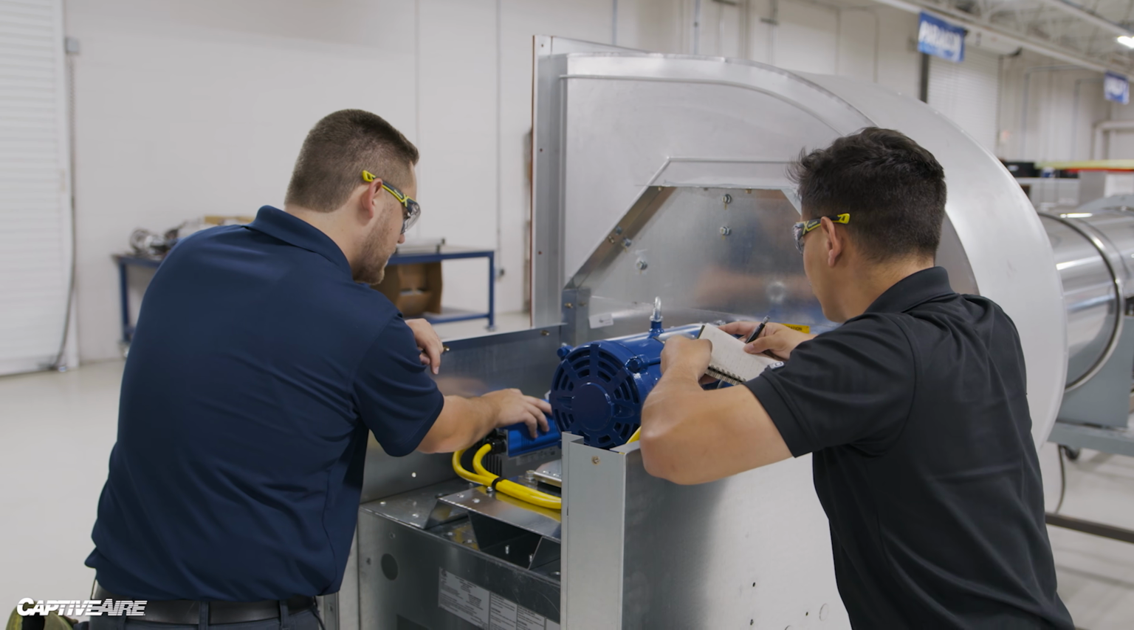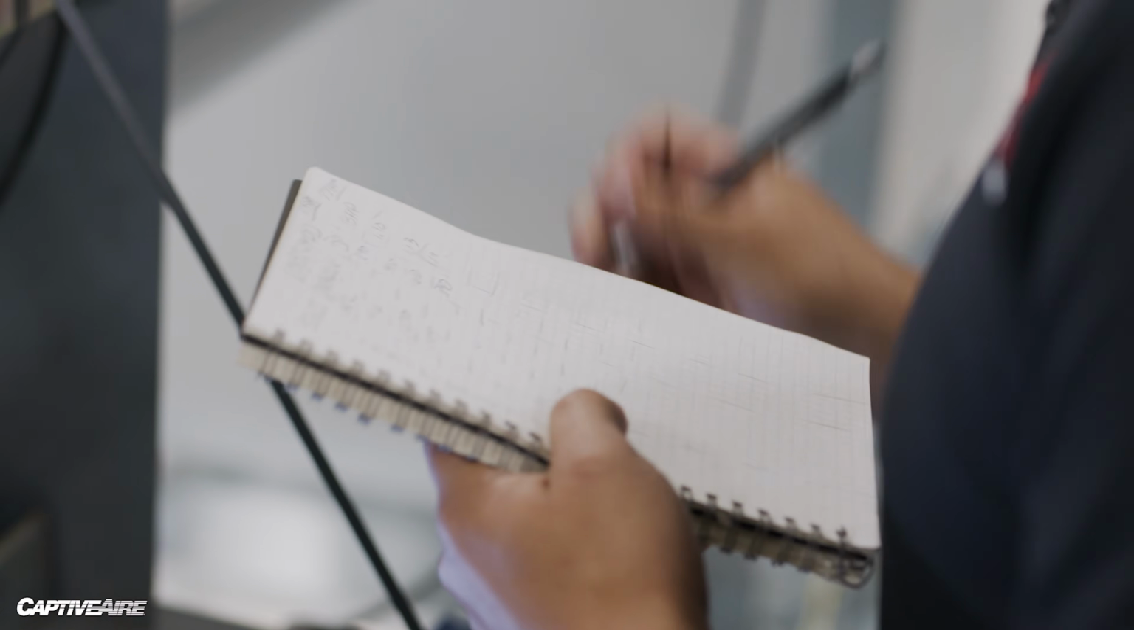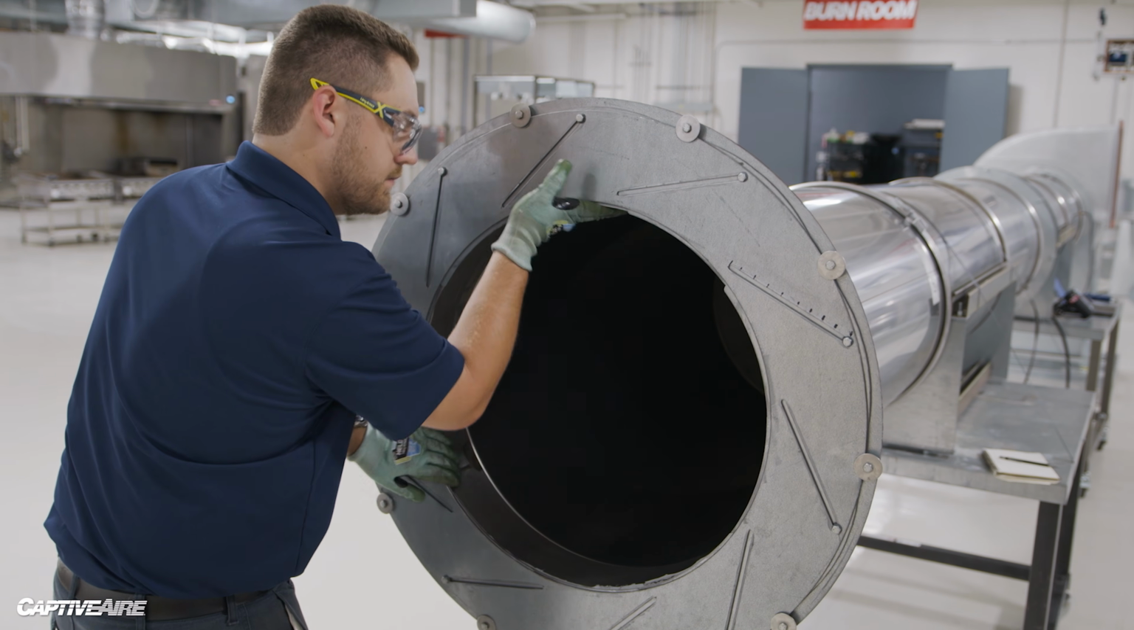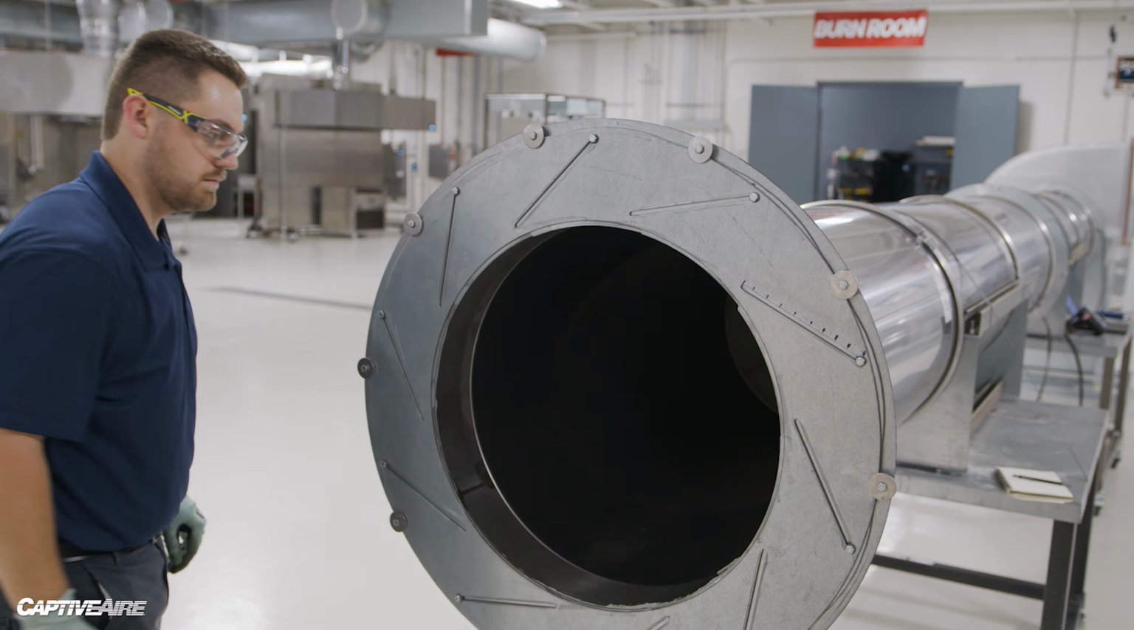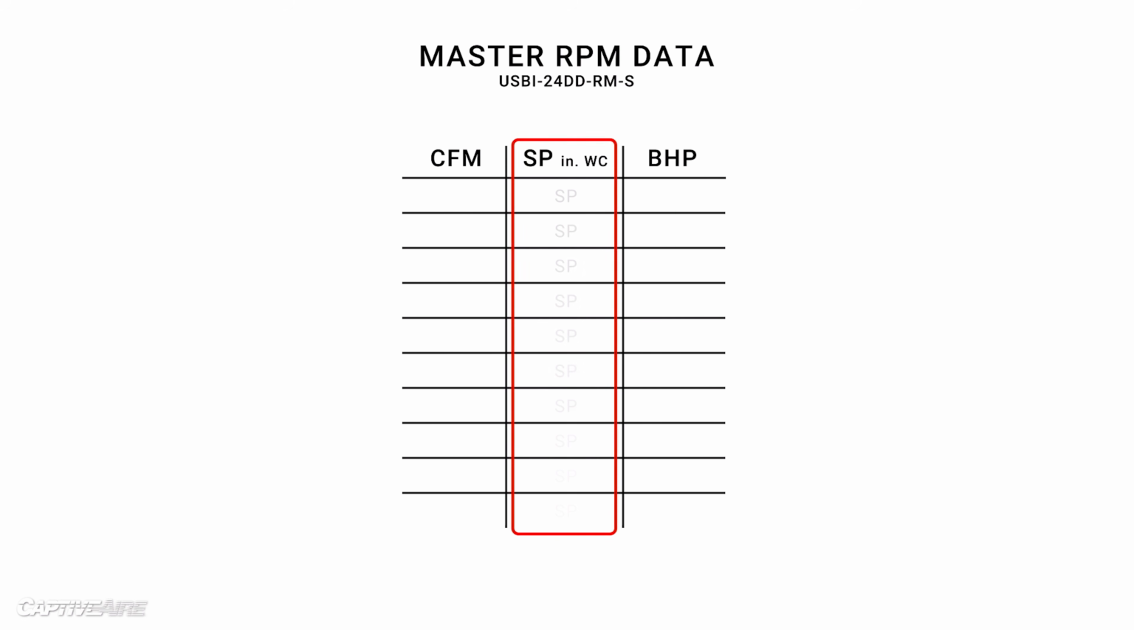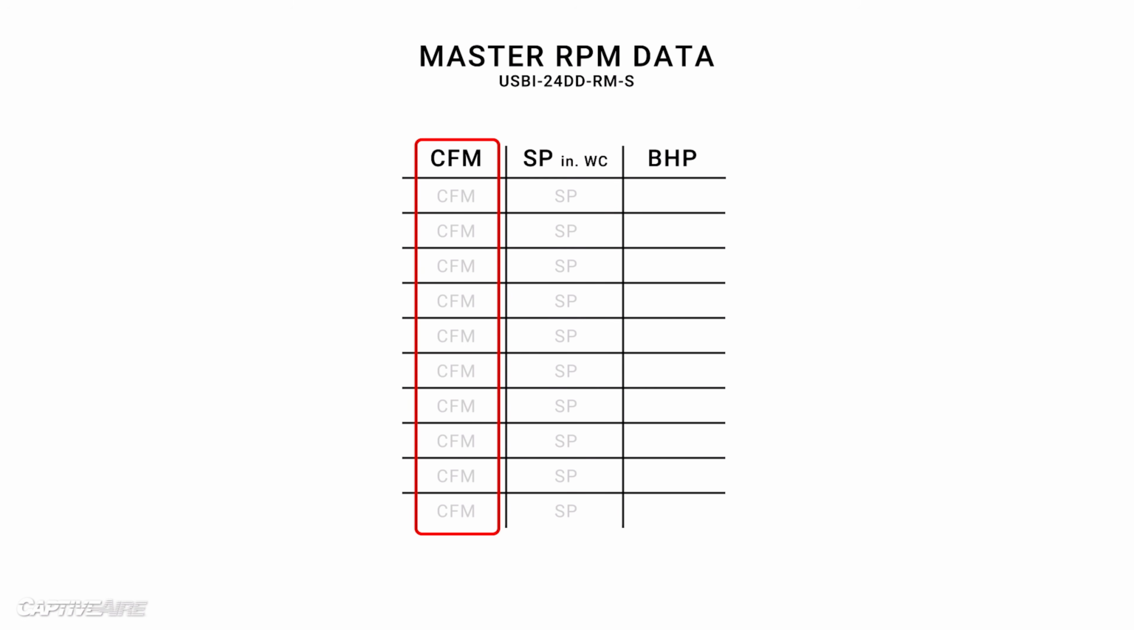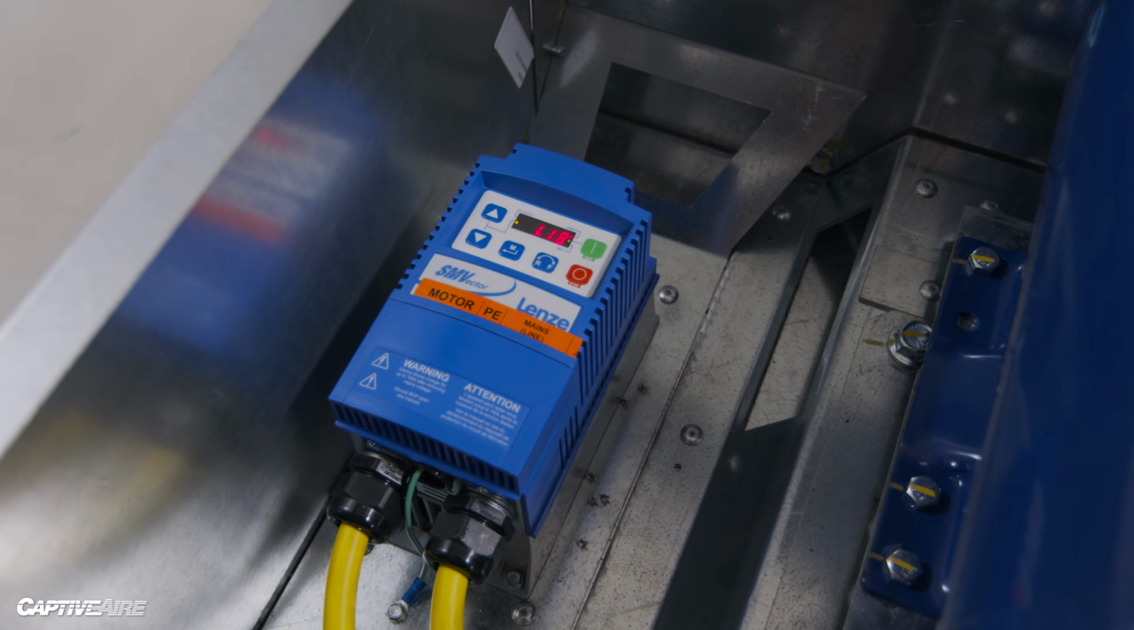Now it's time to start gathering data for each restriction setting, starting with an open restriction and virtually zero static pressure. For each setting, we'll record the static pressure, calculate CFM based on the dynamic pressure reading from the duct traverse, as well as brake horsepower based on the kilowatt reading from the VFD.